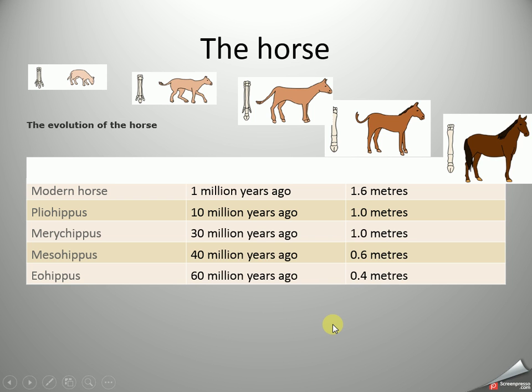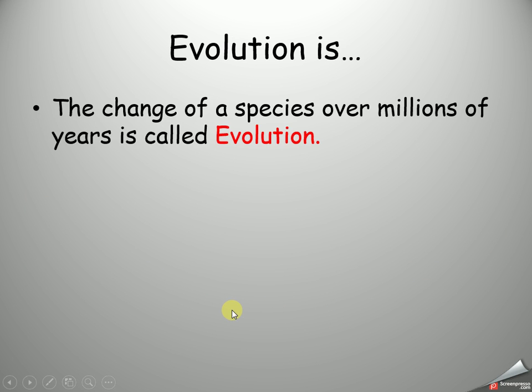Now you may be thinking, hang on a second, some smaller horses, bigger horses, is that it? Well, pretty much, yeah, but that change took, like I said before, 20 million years to go 20 centimeters, and that's two thirds of a ruler in 20 million years. So evolution is the change of a species over millions of years, and that is what it is, the change of a species.